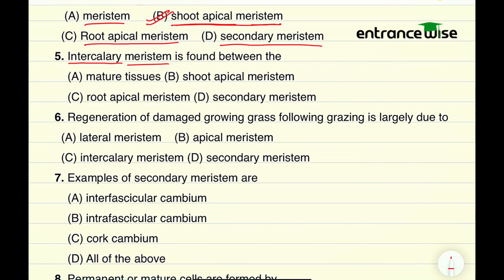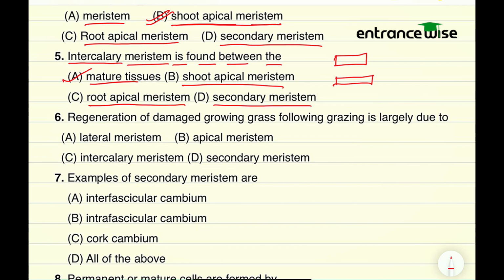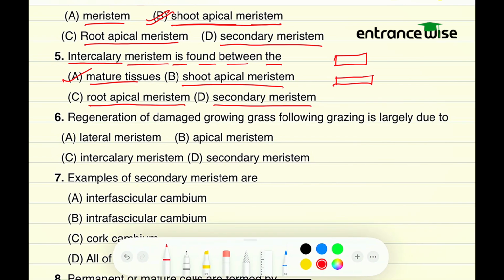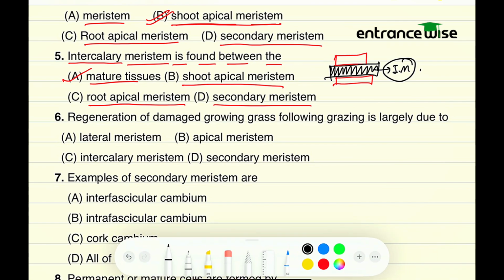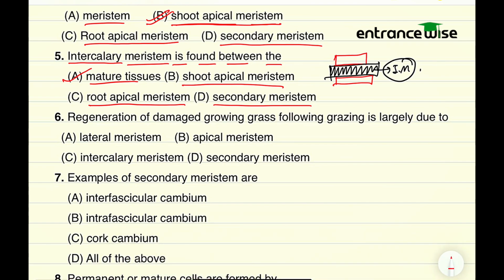Okay. Question number 5. Intercalary meristem is found between the mature tissues, shoot apical meristem, root apical meristem, secondary meristem. It will be mature tissues. As I said before, if this is a mature stem, this is another mature tissue, then intercalary meristem will be present just in between these two tissues. This would be intercalary meristem. Okay, we're good to go now.